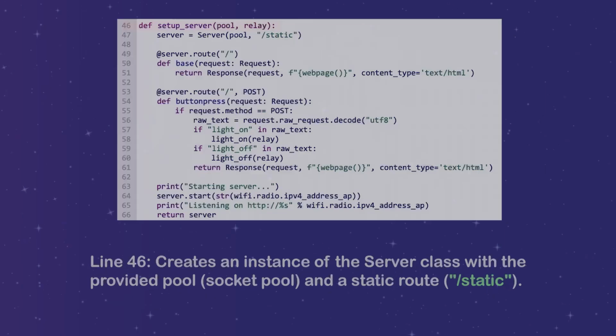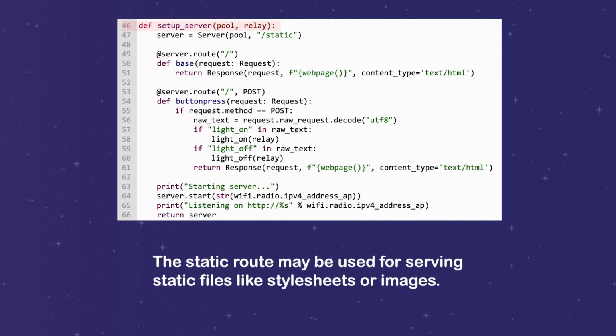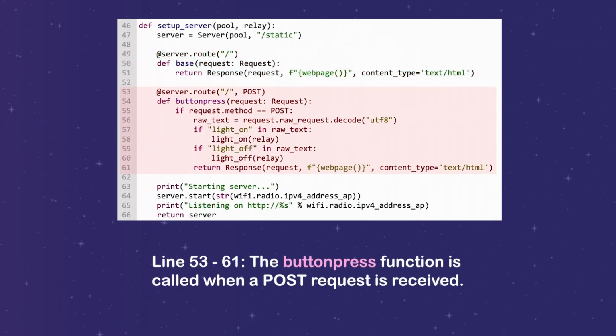Line 46 creates an instance of the server class with a provided pool and a static root. The static root may be used for serving static files like style sheets or images. Line 49 to 51 generates an HTML response with the HTML content using the web page function and sends it back to the client.